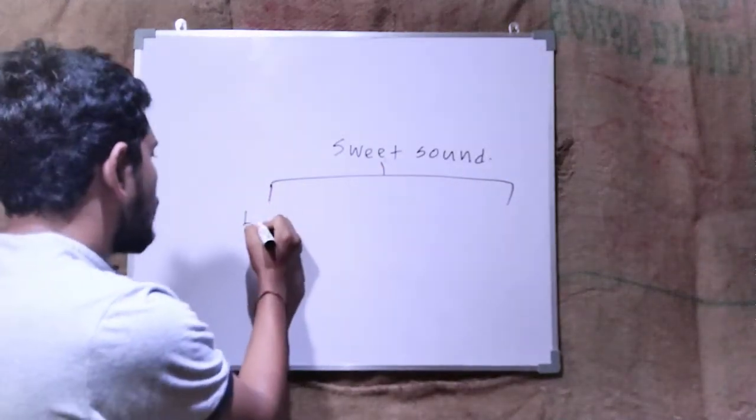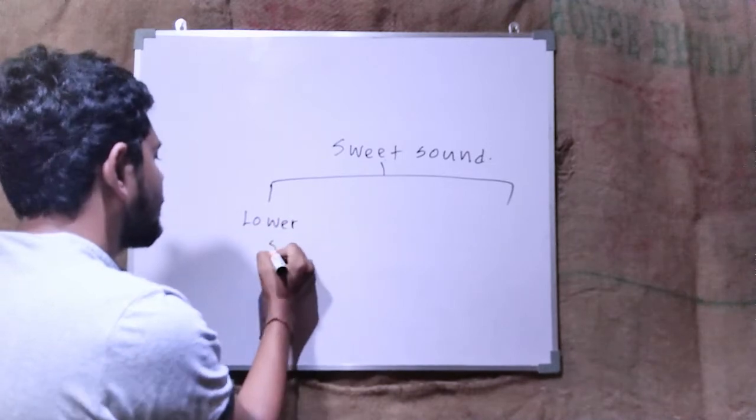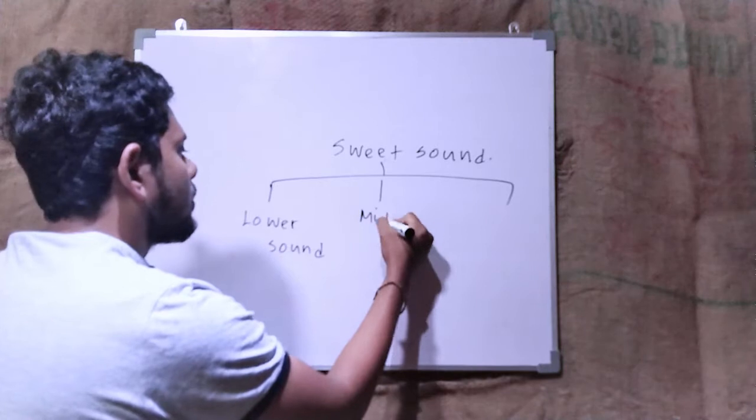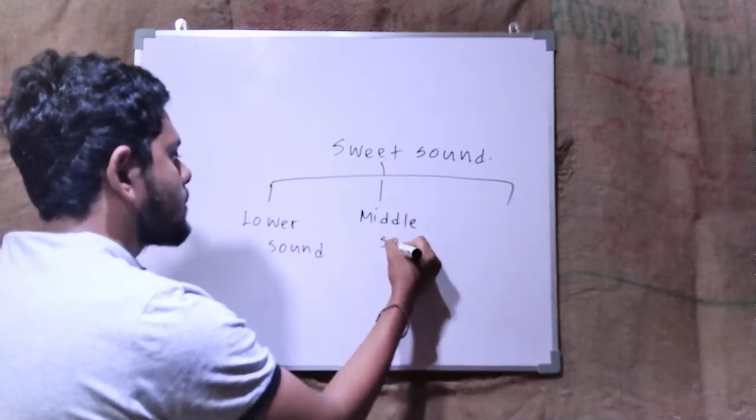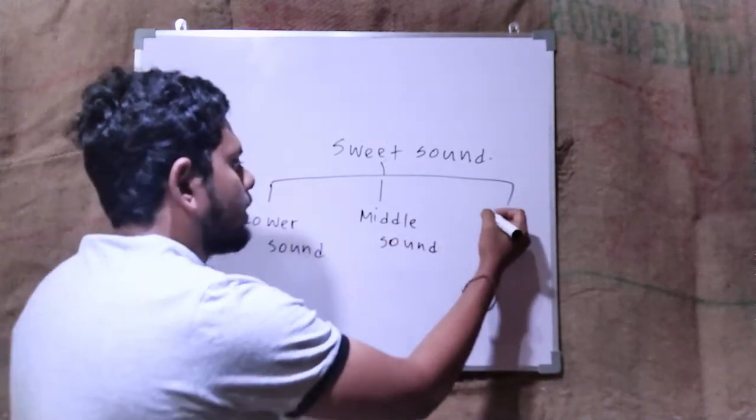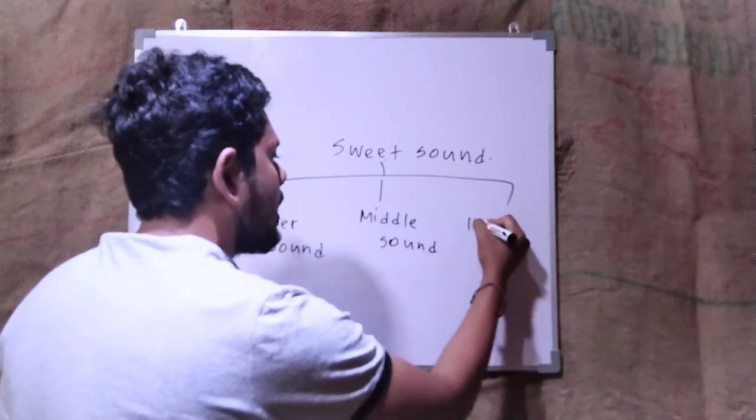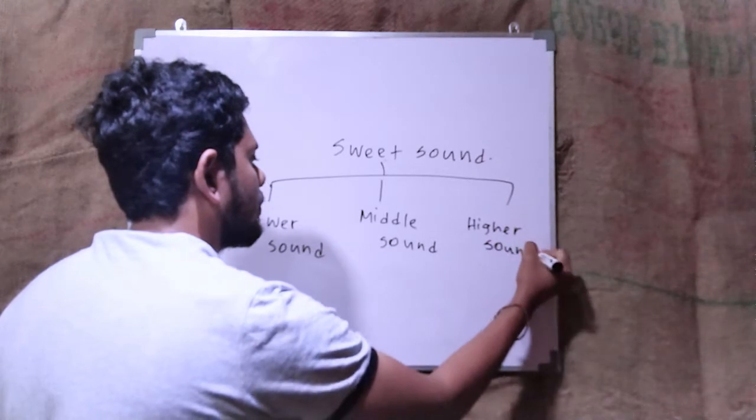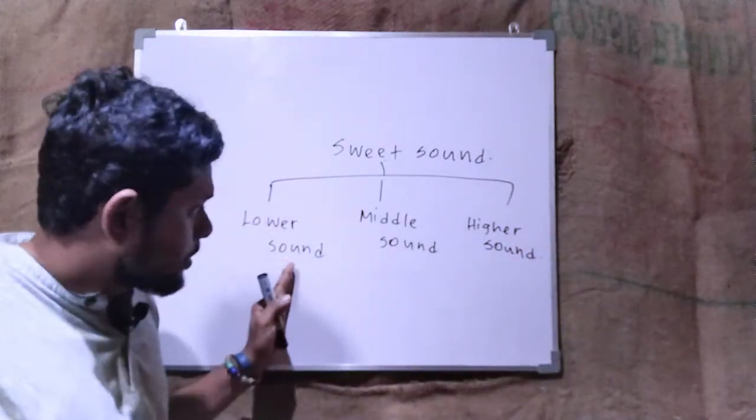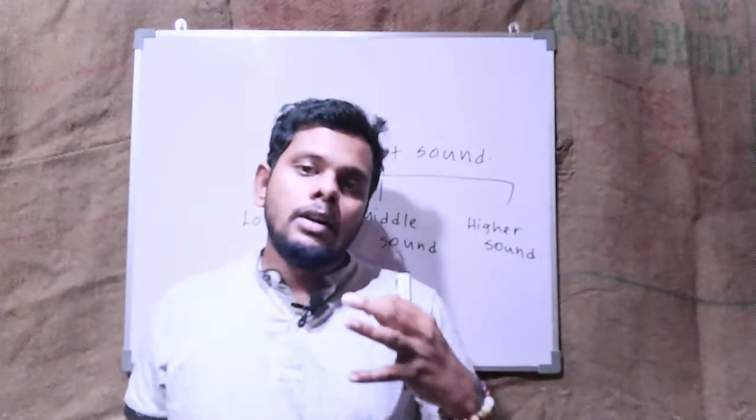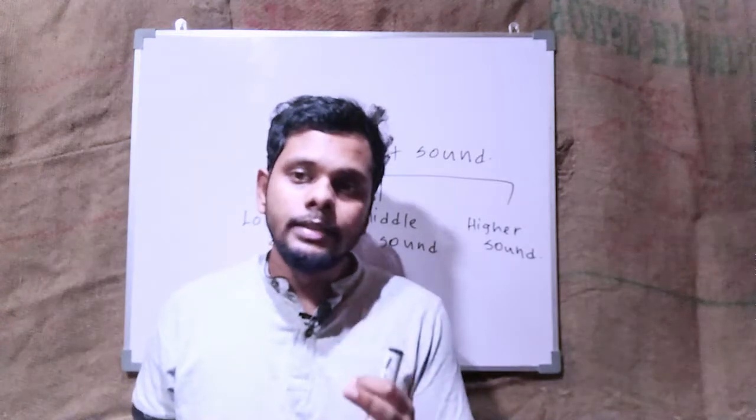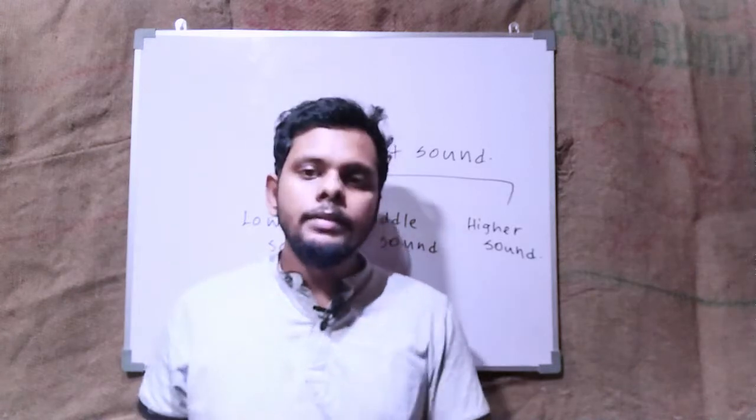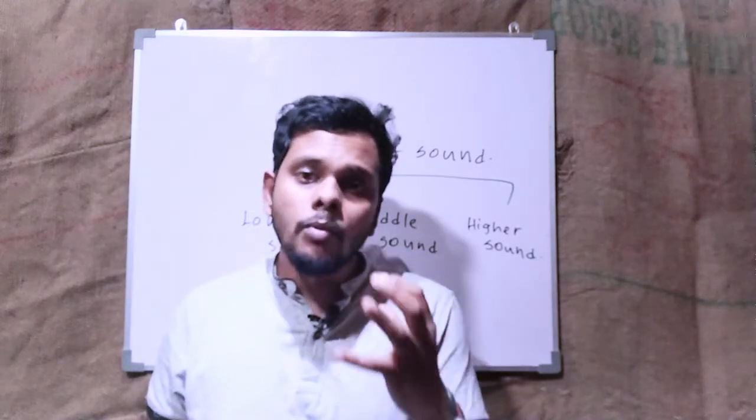First one, lower sound, middle sound, and another one, higher sound. Then what is lower sound? For example, you may have heard the sound of a frog and a bat together. The sound in a deep and low voice.